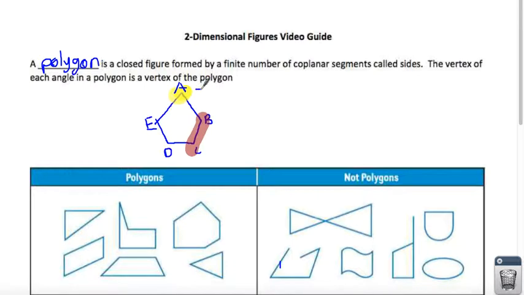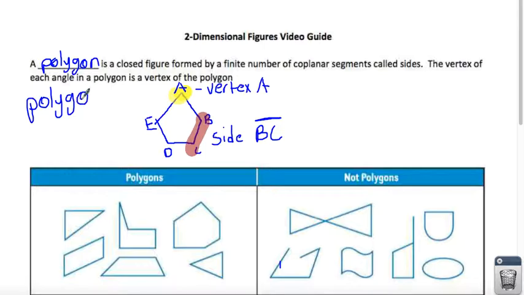So over in this polygon here, we have vertex A. Since it's just a point, we just name the point. This would be side BC. And since it's a segment, we use segment notation. And this whole thing is just called polygon. We're just going to name all 5 points. Polygon A, B, C, D, E.